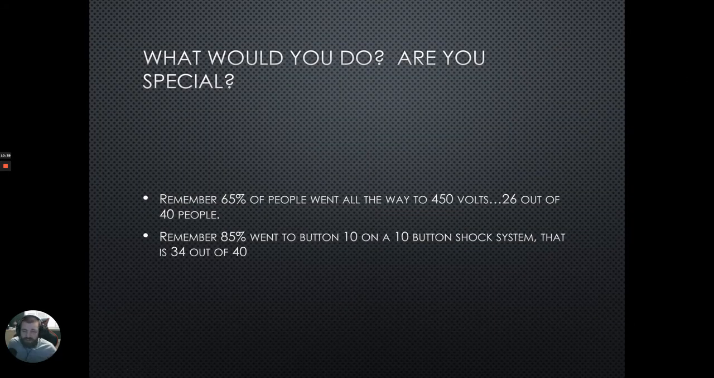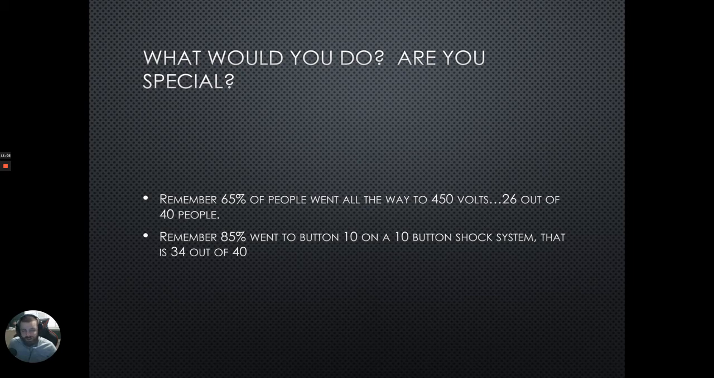The question you have to ask yourself is, what would you do? Are you considered special? 65% of people went all the way to 450 volts. It was 26 people out of 40. And then in a separate study, 85% went all the way to button 10 on a 10-button shock system. That was 34 people out of 40.